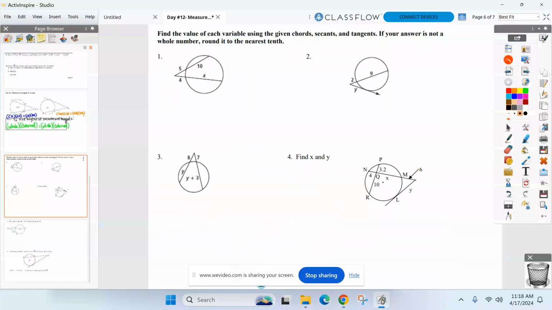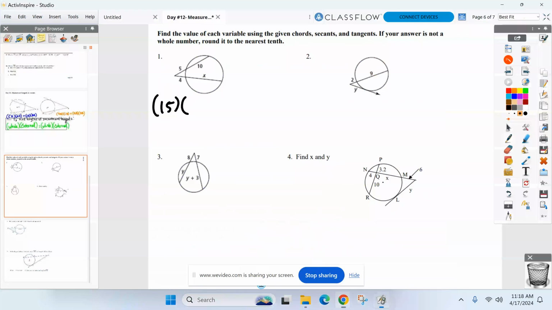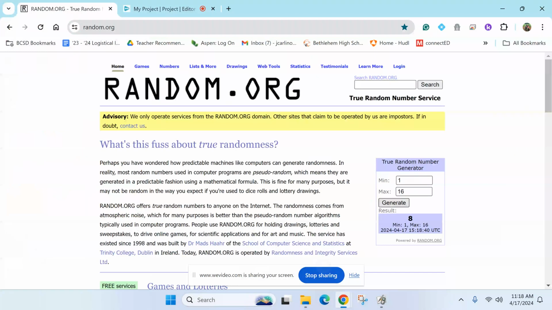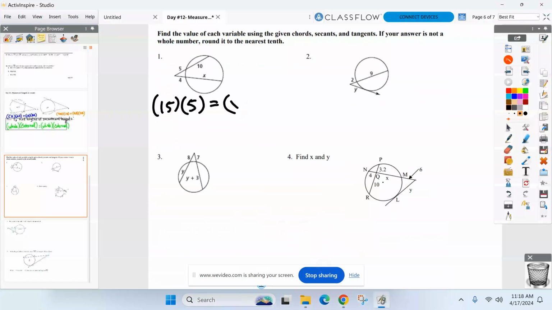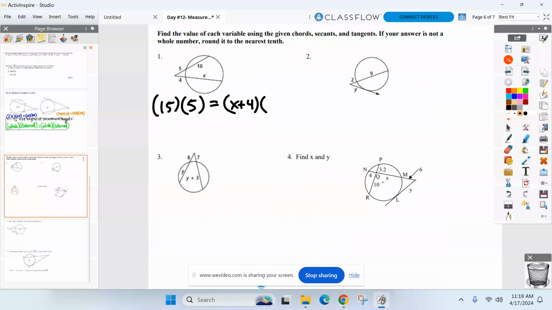All right, Thomas, back to you. How about give me a whole secant length? 15. How about the external part of that secant that's got a length of 15? Josh, external part. 5, good. How about the whole secant on the other one? Now you have to combine some terms. Give me an expression here. Haley: 4 plus x, times its external part there? Charlie: 4, good. So that's how whole times external is going to work.